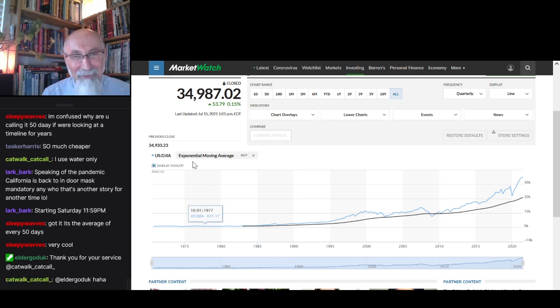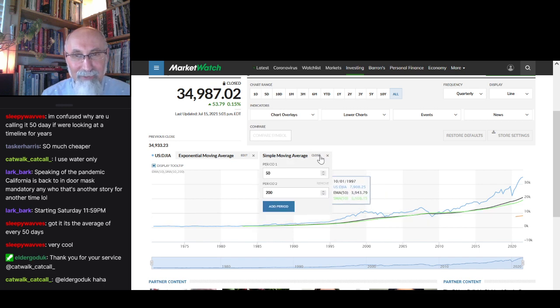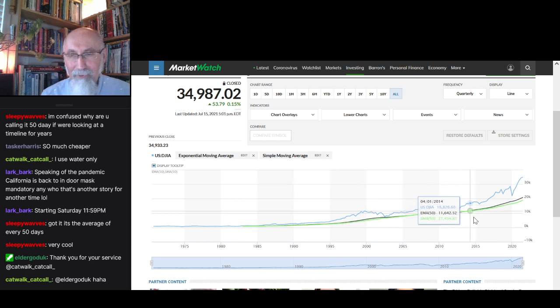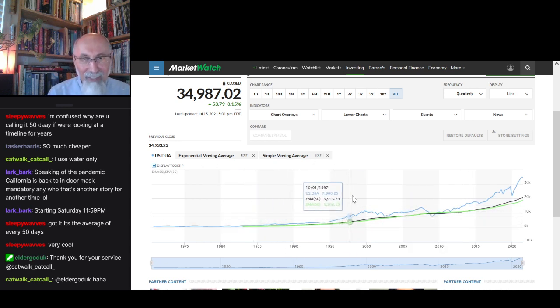Now, this was the exponential moving average, the 50-day. Let's do the simple moving average. Okay, should plot it. This is the 50-day. I'm going to remove the 200-day, because I don't want the 200-day in there, right? So take a look at this thing. The exponential is the black line, and the green line is the simple 50-day moving average.